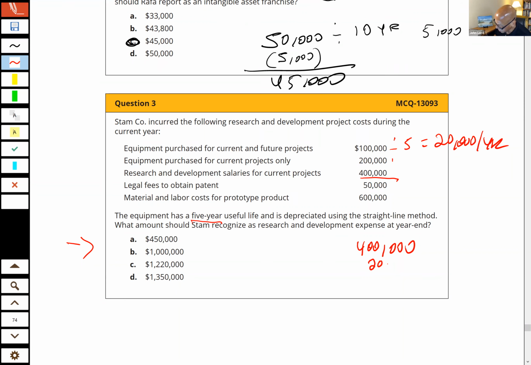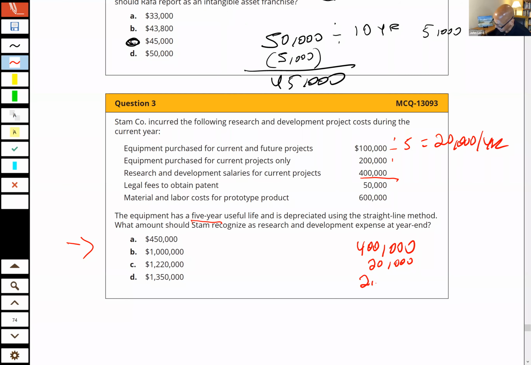Then I start looking at the choices, guys, and I'm only seeing one that's got this 20,000 in it. So I kind of start coveting that one a little bit, but I'm not quite done yet. Then I look and it says equipment purchase for current projects only. Well, what does that mean? It's research and development, but it has no future alternative use. So I need to go do my normal rule, expense the whole thing.